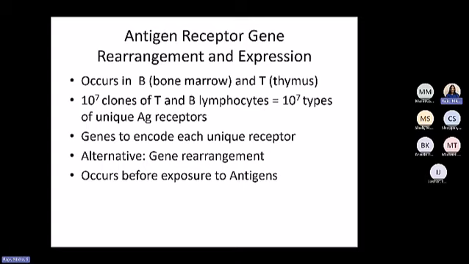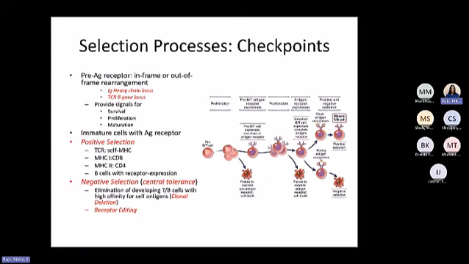Something to keep in mind is that this gene rearrangement occurs before these T and B lymphocytes are completely mature. Mature lymphocytes are the ones that are going to come in contact with the antigens in the periphery after their development is completed. But as we go through this process of development, we'll see that they might come across some antigens during development that are important for the development of these cells. Regardless, the gene rearrangement occurs before the exposure to the antigens.